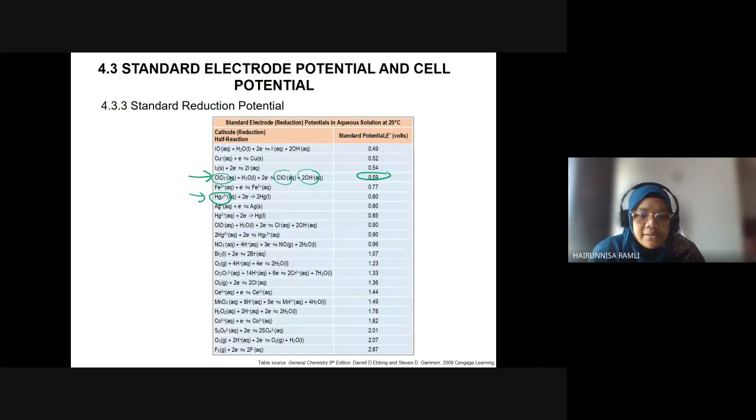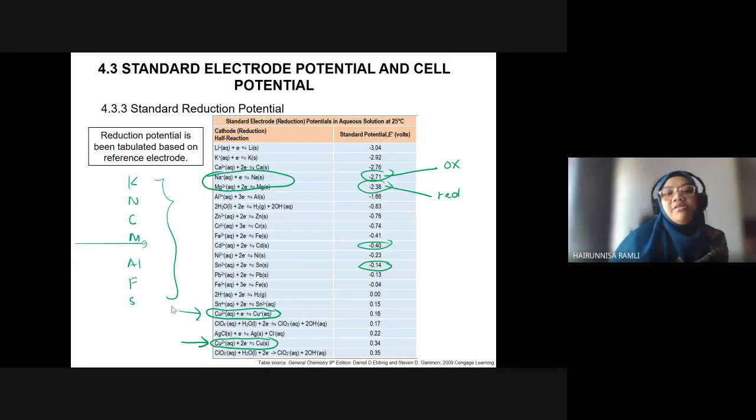Okay. So as for now yang saya boleh mention, fluorine is the value of the reduction potential is very positive, 2.87. So dia yang paling sangat-sangat mudah reduce as compared to others. Yang sangat-sangat mudah oxidize adalah lithium. Value dia sangat negatif, negatif 3.04. So ini cara untuk you baca dan faham.